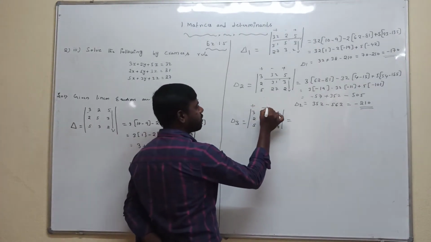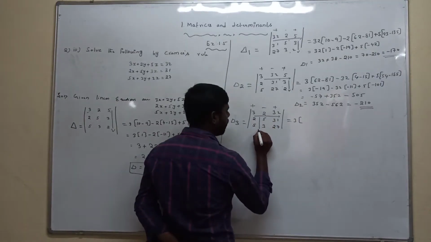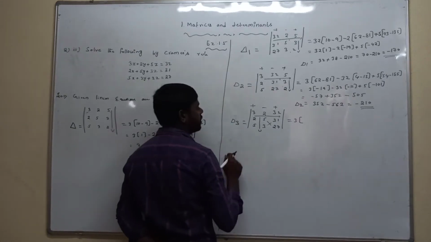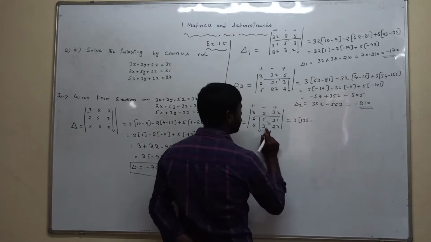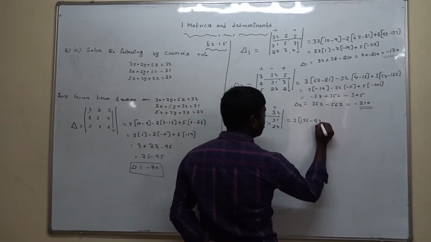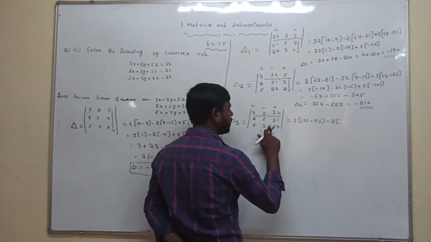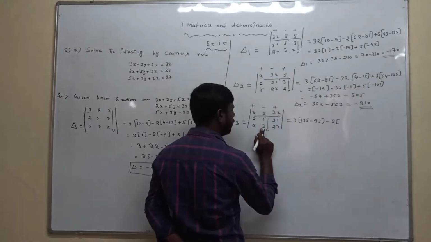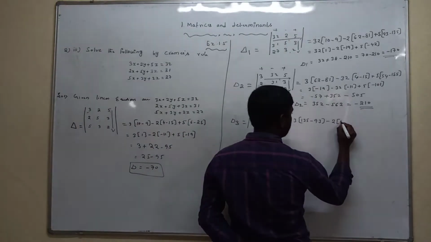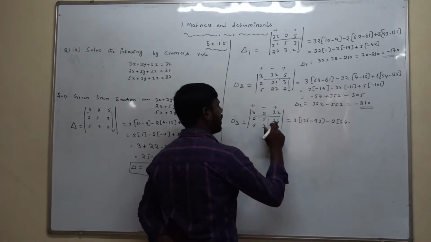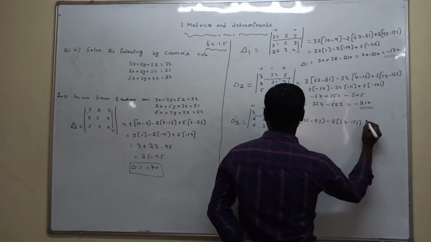At the top we have to put plus, minus, plus. First element is 3. The first row and first column are eliminated. Cross multiply the remaining elements: 5 into 27 is 135, minus 3 into 31, the value is 93. Second symbol is negative, element is 2. So minus 2; the first row and second column are eliminated. Cross multiply the remaining elements: 2 into 27, that value is 54, minus 5 into 31, that value is 155, plus 32.